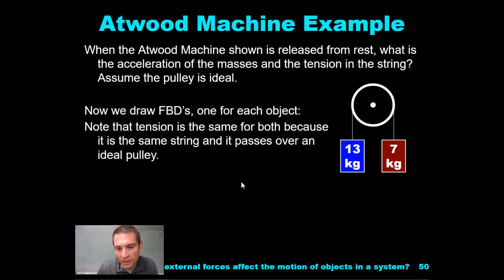Now we draw free body diagrams, one for each object. Multiple objects, multiple free body diagrams. If we had five objects, if there was another mass hanging down here or another mass hanging down here, the more objects you have, the more free body diagrams you'll need, unless you're just looking at the entire system, in which case you would only need one. It's probably not going to be the case. Same string, same tension, because it's an ideal pulley.